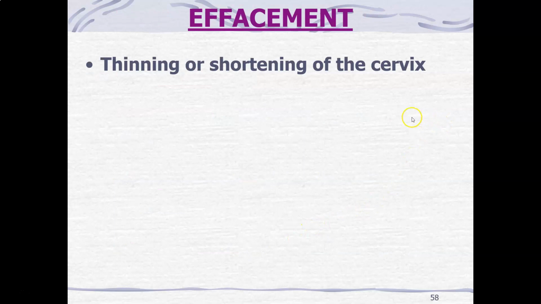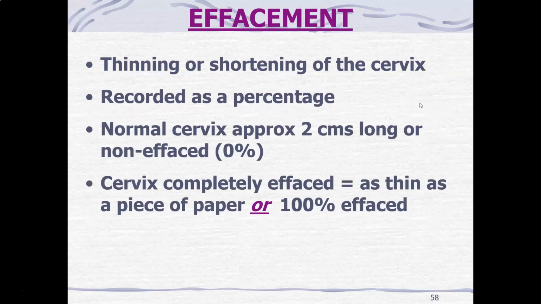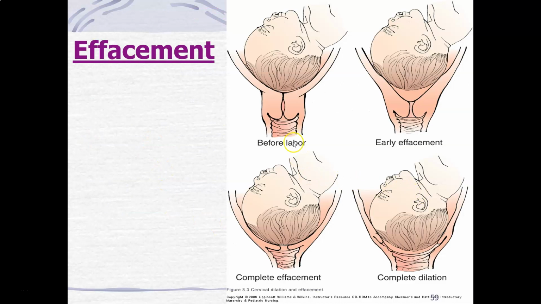All right, with effacement, the thinning or shortening of the cervix, it is recorded as a percentage. The normal cervix is approximately 2 centimeters long or non-effaced at 0%. So 0% effaced is 2 centimeters in length. And then the cervix can be completely effaced. It's as thin as a piece of paper, or what they would call 100% effaced.